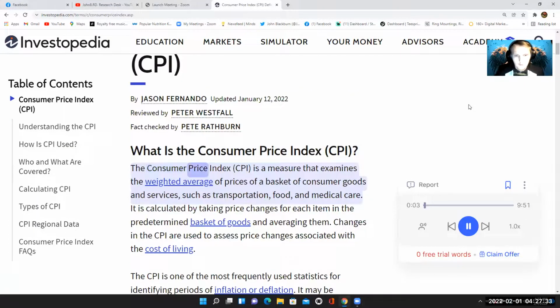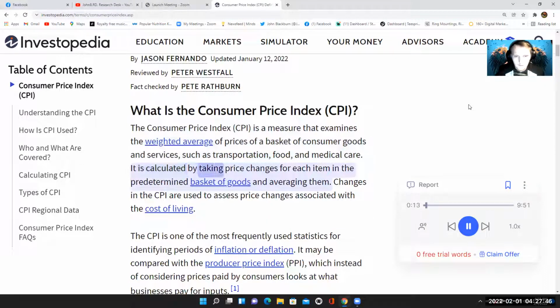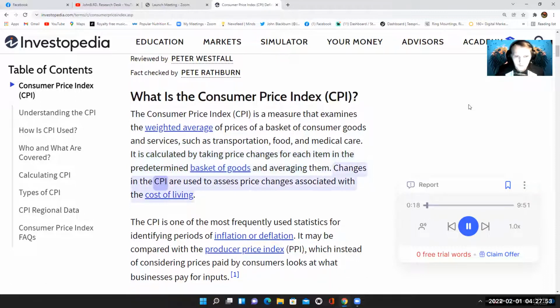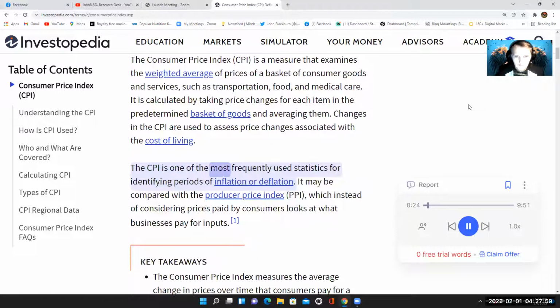The Consumer Price Index, CPI, is a measure that examines the weighted average of prices of a basket of consumer goods and services, such as transportation, food, and medical care. It is calculated by taking price changes for each item in the predetermined basket of goods and averaging them. Changes in the CPI are used to assess price changes associated with the cost of living. The CPI is one of the most frequently used statistics for identifying periods of inflation or deflation.